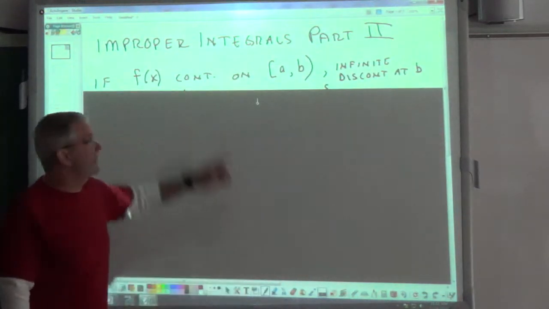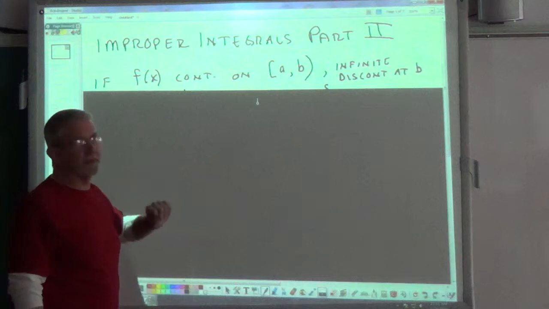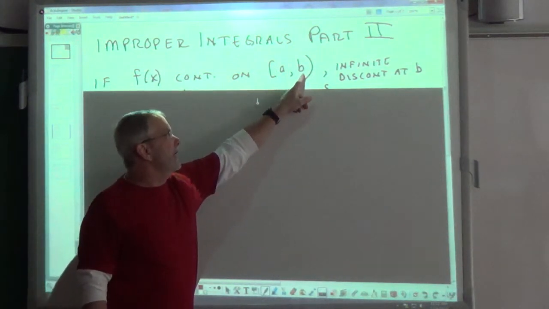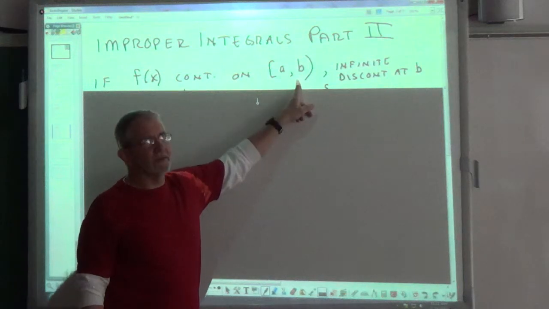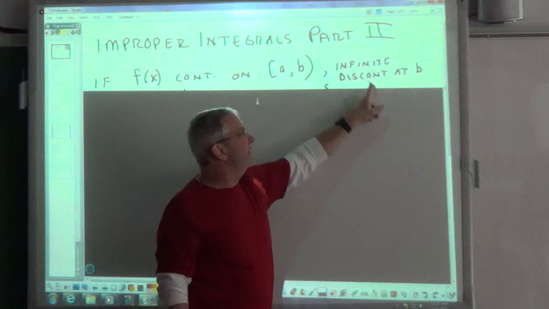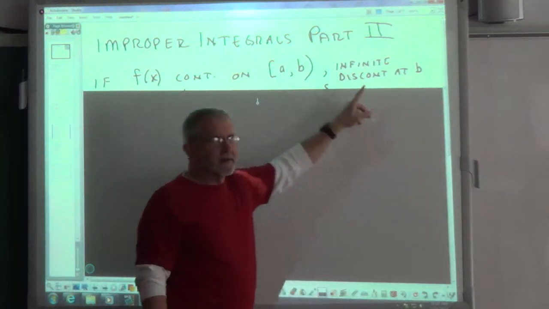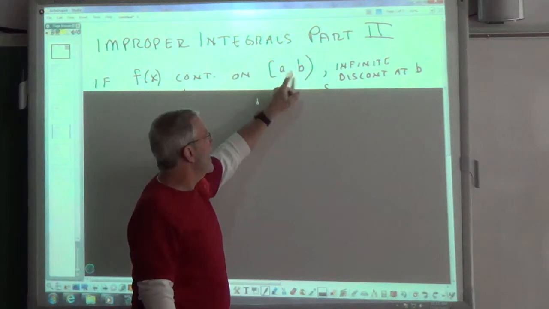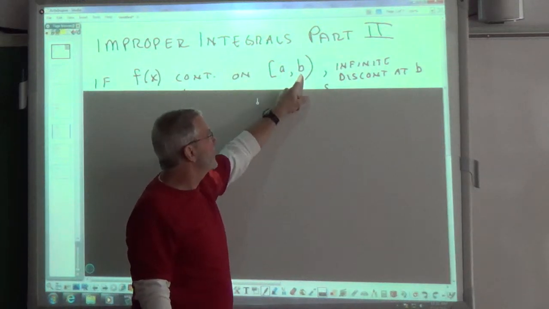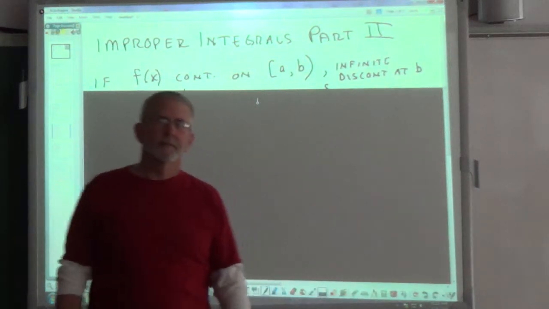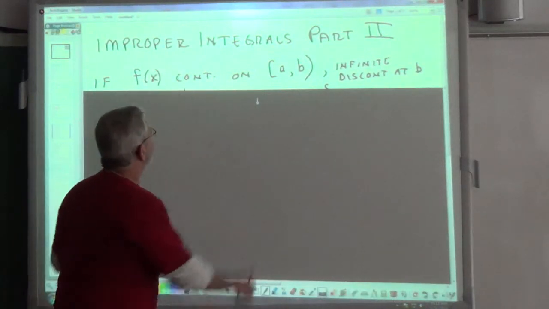Let's think about a function f of x that is continuous on the interval a, b, including a, but not including b, because I have an infinite discontinuity right there at b. How do I find this?